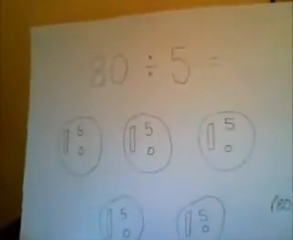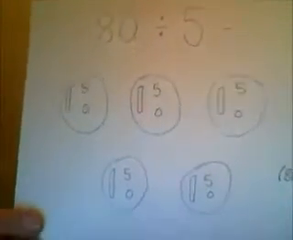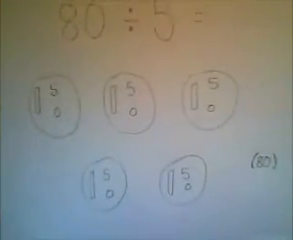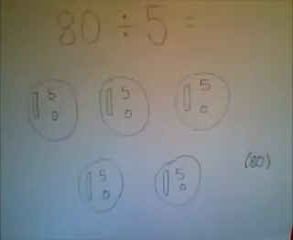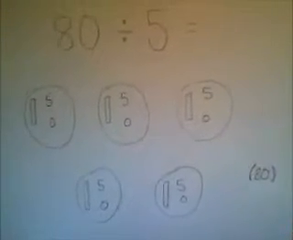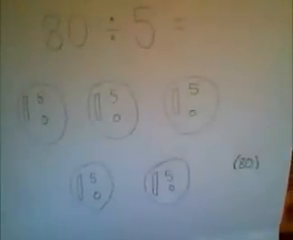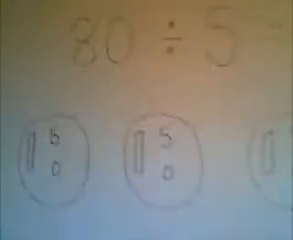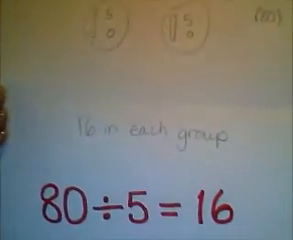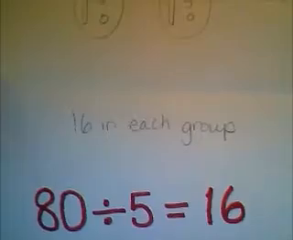So I had my 75, 76, 77, 78, 79, 80. I've shared out 80 equally now between 5 groups. I had a 10, I had a 5, and I had a 1. So in each group, there is 10, 5, and 1. That's 16. 16 in each group. 80 divided by 5 is 16.